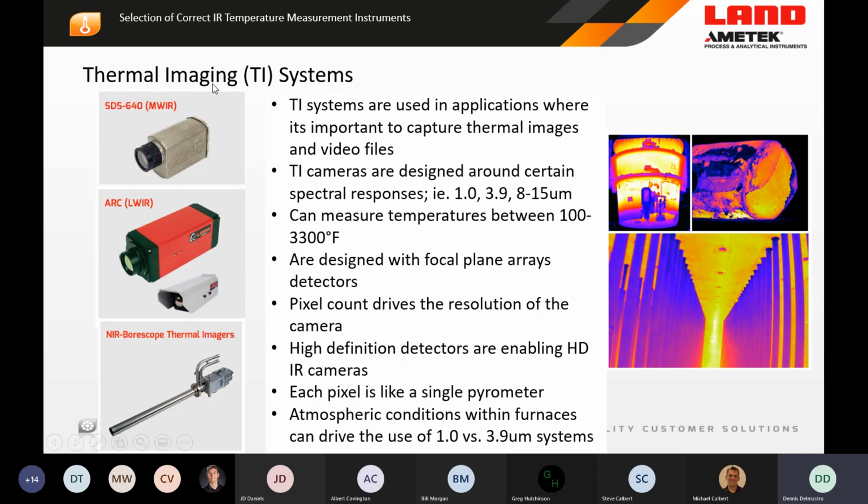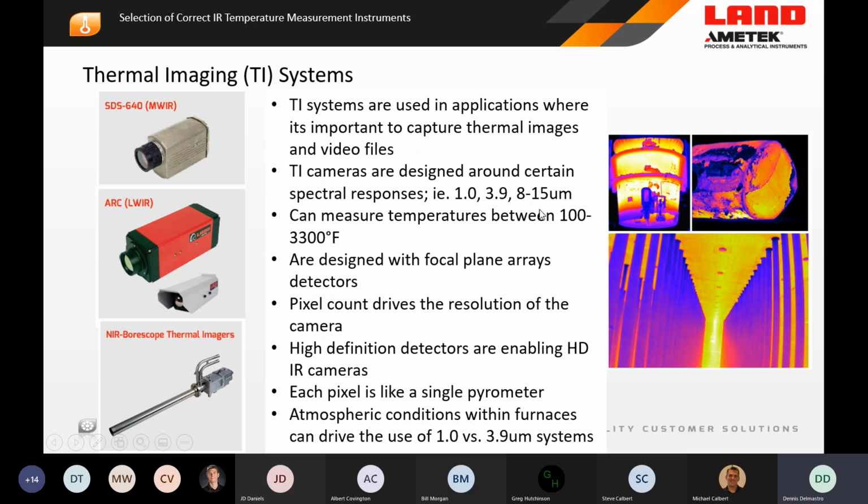The third type of instrument out there is thermal imaging systems, and I call it TI for short. These are thermal imaging cameras, which tend to produce thermal images. So TI systems are used in applications where it's important to capture the thermal images and the video files. They tend to be designed around certain spectral responses. The detector industry tends to drive some of this, but the most notable wavelengths that thermal cameras operate on are 1, 3.9, and 8 to 15.